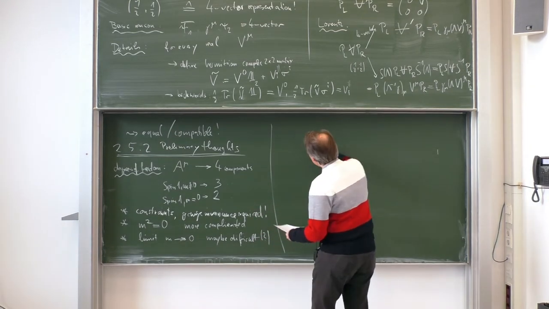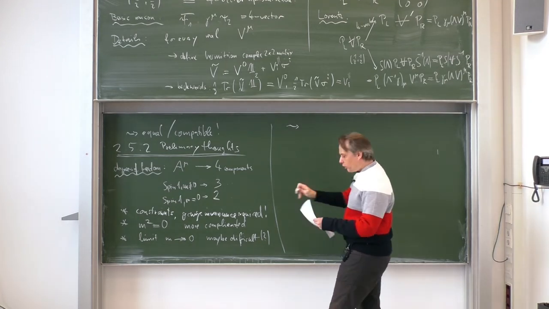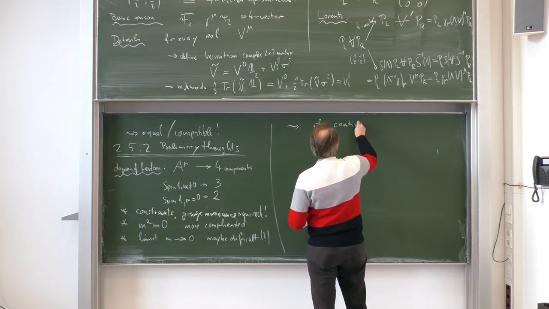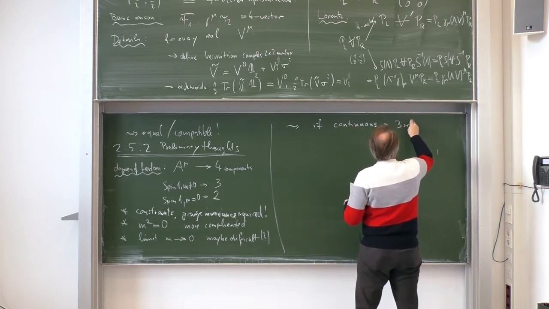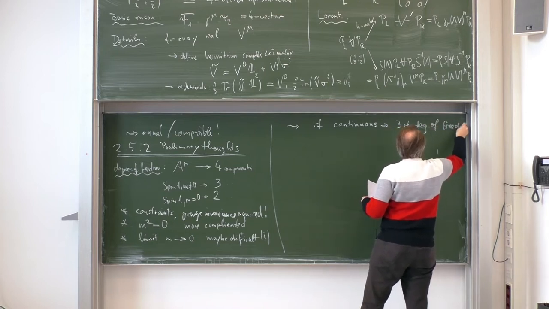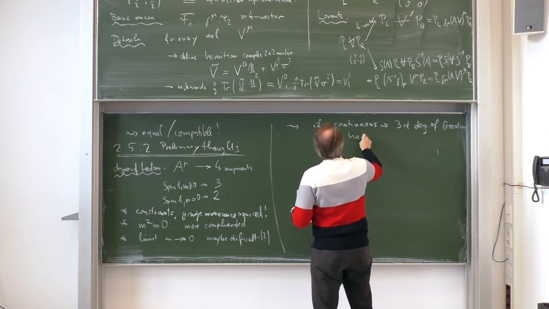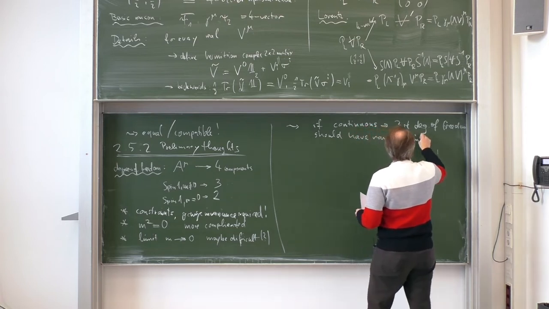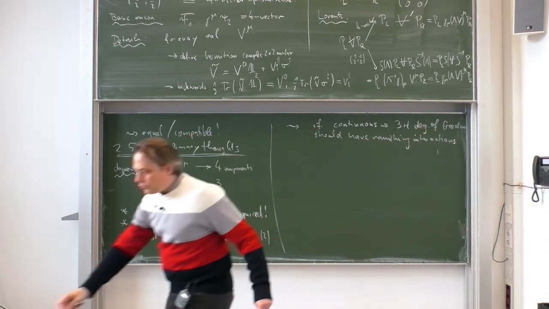And so in particular, we get this idea that there is possibly a physical phenomenon happening. Namely, if the limit should be continuous, then this third degree of freedom should have vanishing interactions in the massless limit.